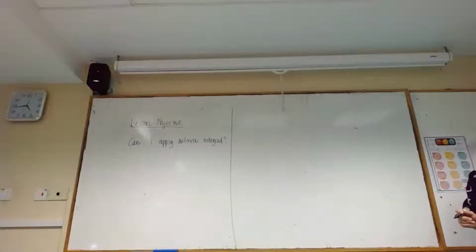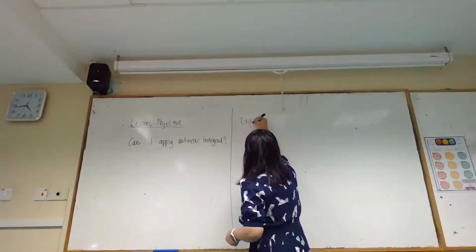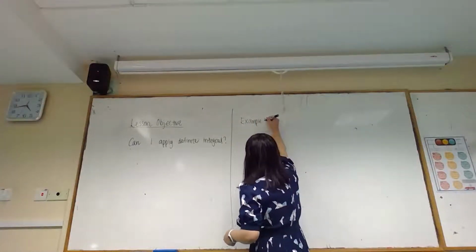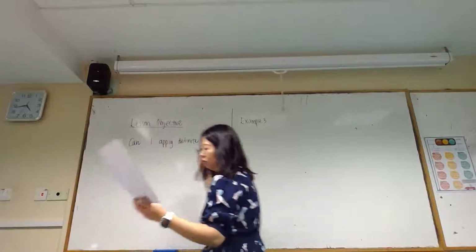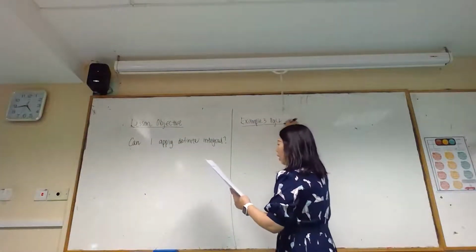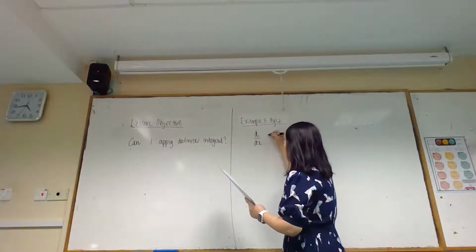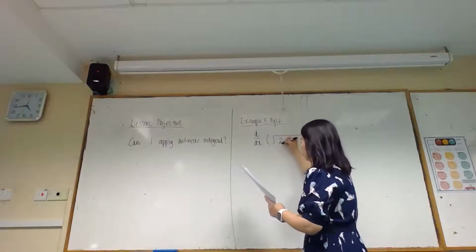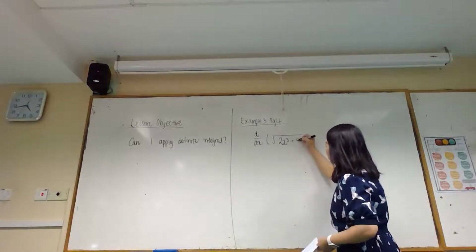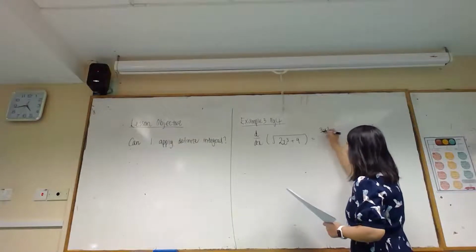To do definite integral. Now, example 3 of page 4. You are asked to show. So d/dx of this is 3x squared.